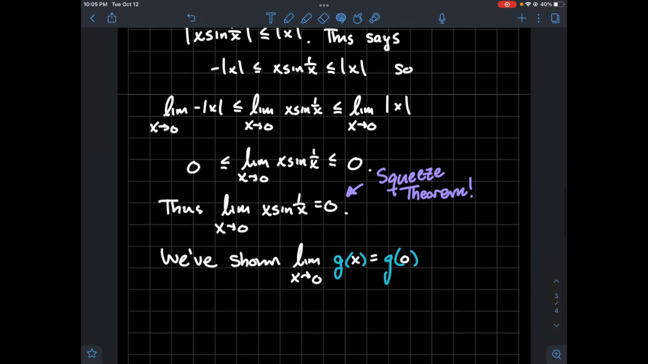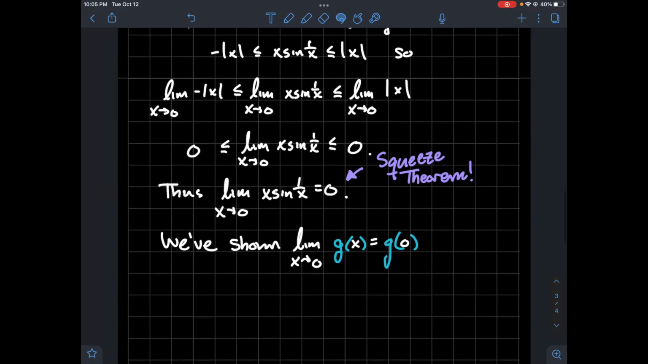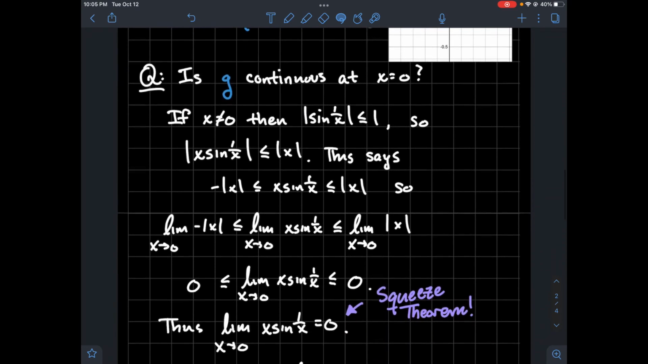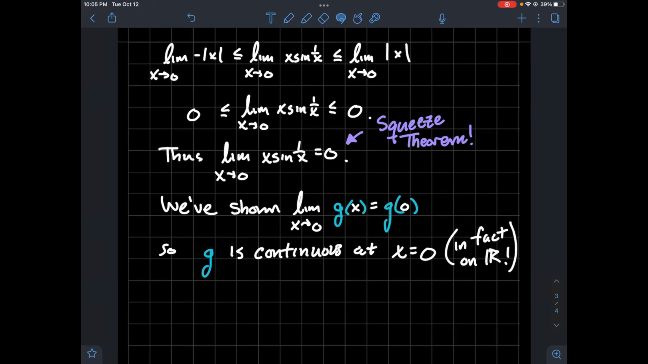So we've shown, in fact here, that the limit as x goes to 0 of g of x is just g of 0, right? Remember in the definition, g of 0 is 0. So we've shown that the definition of continuity holds at x equals 0, and remember we used some theorems about algebra of continuous functions to justify why g is continuous elsewhere. So in all, g is continuous for all real numbers.